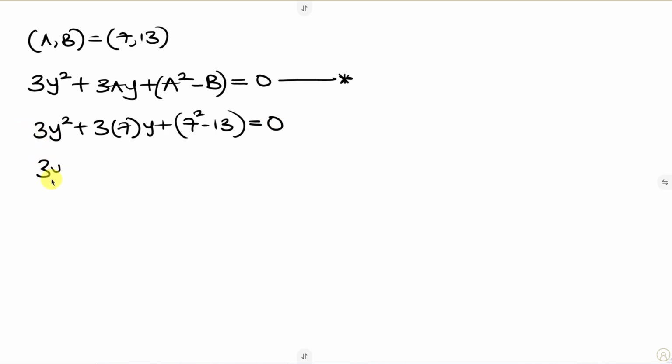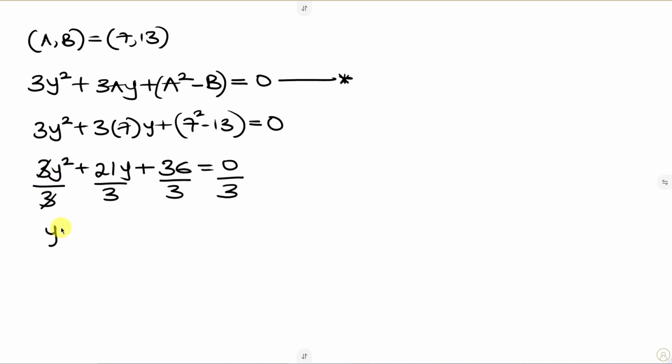And then simplifying, we have 3y squared plus 3 times 7 times y, that will be 21y, plus, now 7 squared is 49. 49 minus 13 will be 36. And this is equal to 0. Now we can divide through by 3. So divide by 3, divide by 3, divide by 3, and then divide by 3. 3 cancels out, leaving y squared plus 21y divided by 3, I'm going to be having 7y. And then plus 36 divided by 3, that will be 12. This is equal to 0 divided by 3, which is 0.